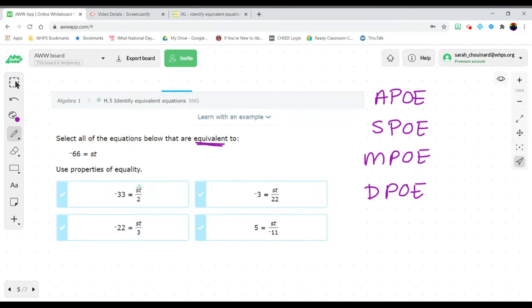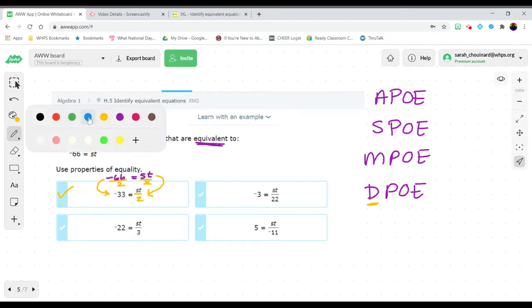So if I look at the first option, they started with negative 66 equals 6T. I'm looking to notice what the differences are between the original and the new problem. The difference I notice is this divided by 2. If they divided 6T by 2, DPO says that we also have to divide negative 66 by 2. So from here to here, they divided by 2. Negative 66 divided by 2 is negative 33. So this first one is an equivalent equation.